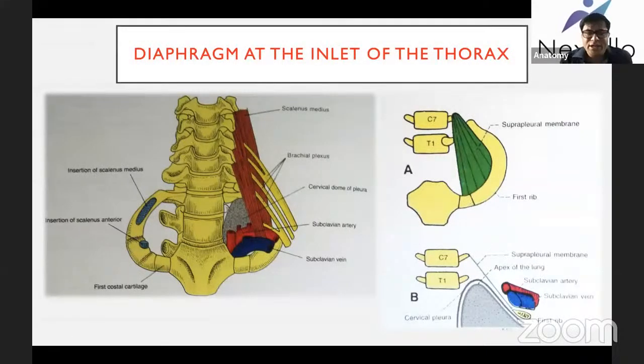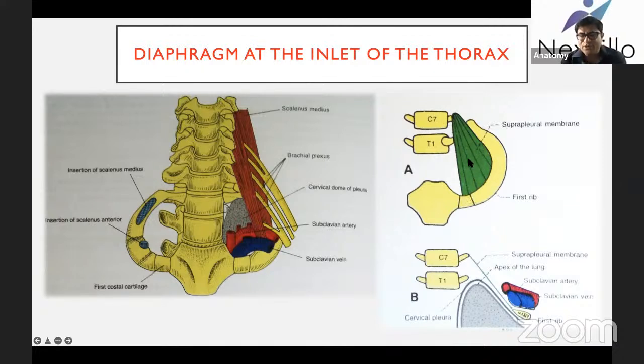Now we're talking about the diaphragm of the inlet of the thorax. You're seeing so many structures emerging out here, and all of this is covered by a green colored thing. In the next image you're seeing the suprapleural membrane, which you also call Sibson's fascia. It's a rigid, inelastic, tough, fibrous membrane with its base attached to the inner border of the first rib and its cartilage, and its apex reaches to join the transverse process of the 7th cervical vertebra. So it makes it somewhat a triangular diaphragm, right?